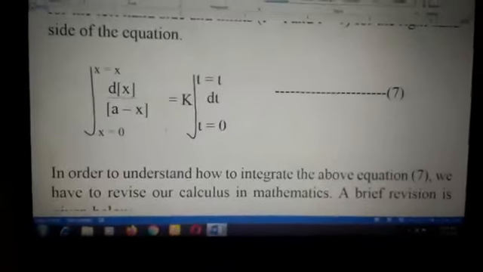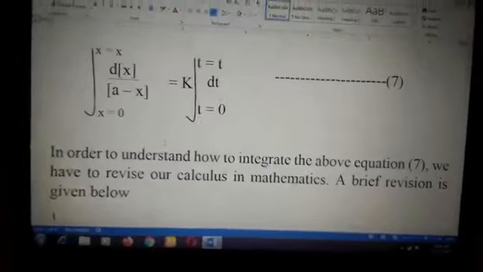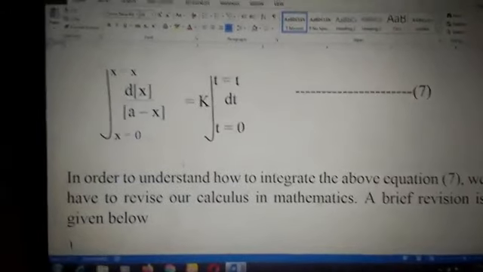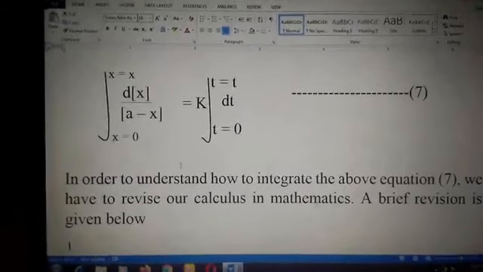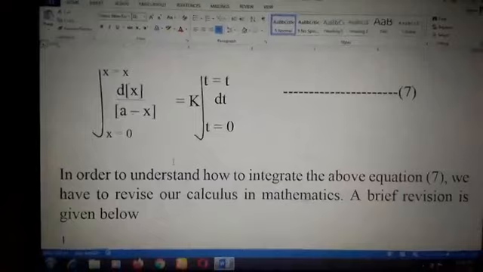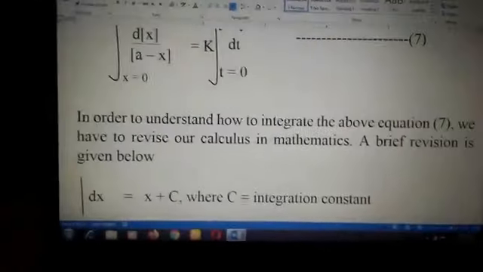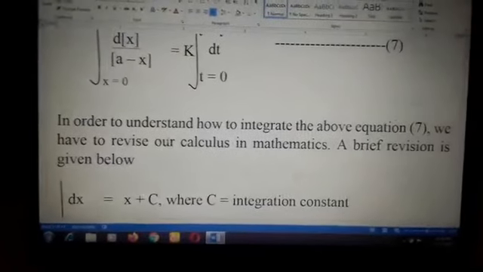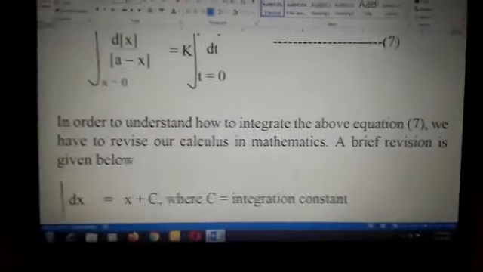We now integrate dt. So this topic has to do with calculus of mathematics. In order to understand how to integrate this expression, equation 7, we need to go back to the integration aspect of calculus and revise our calculus in mathematics. So we're going to look at a brief revision on calculus.